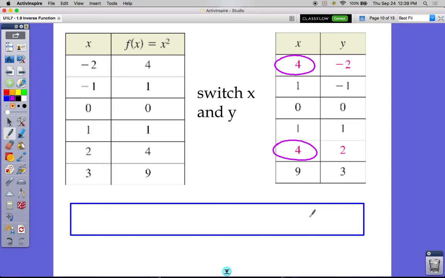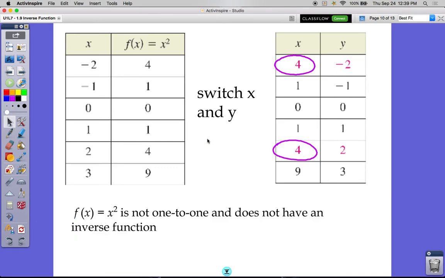So f of x squared is not 1-to-1. It is not going to have an inverse unless, we saw earlier, we took x squared and square root of x and we created an inverse, right? Well, we can only create an inverse, and it won't have one, unless you restrict the domain. Which is exactly what the square root needs.